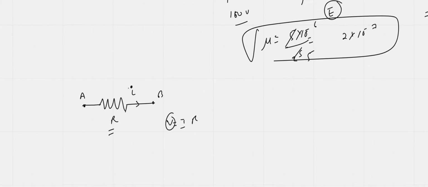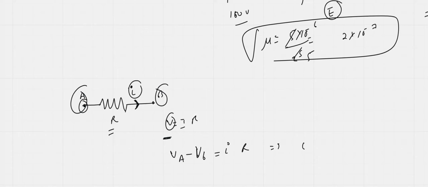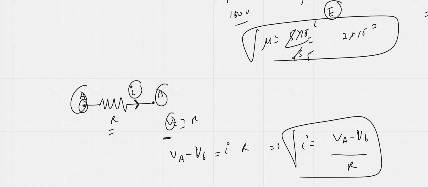Here V is the potential difference across it. You all know that current goes from higher potential to lower potential. If the direction is this, you can simply say that this is higher potential and this is lower potential. So you can simply say VA minus VB is equal to this current I times R. So I will become VA minus VB divided by R. Okay, this is one thing.